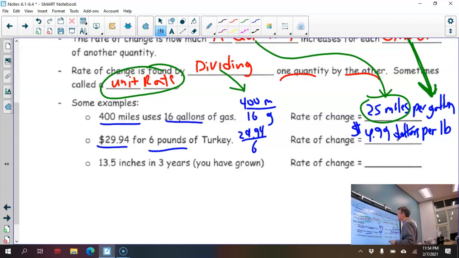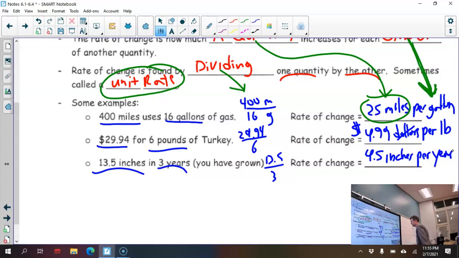Many of you are right in the midst of this right here. You've grown 13.5 inches in 3 years. So the rate of change there would be 13.5 divided by 3. That is 4.5 inches per year. The rate of change.